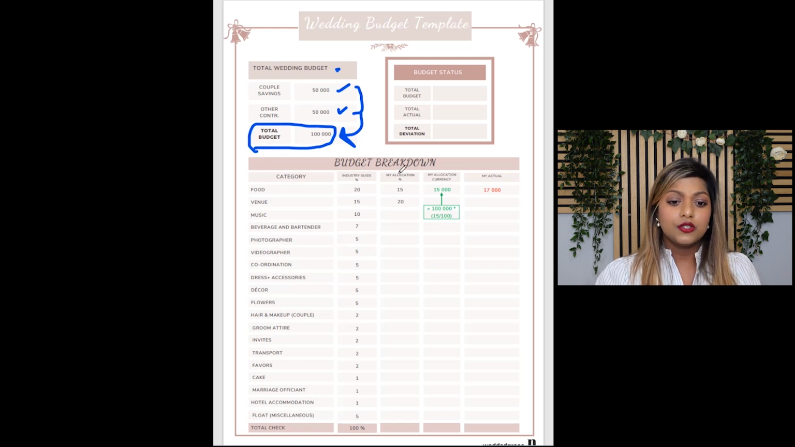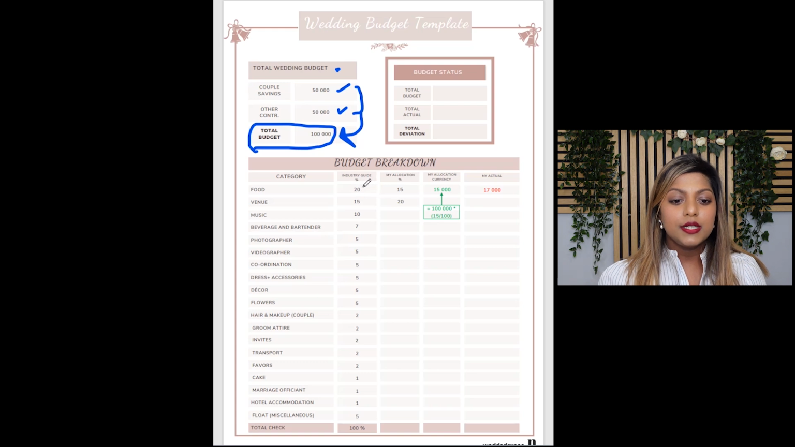Then you're going to hop down to the budget breakdown. Step number one, you're going to figure out whether these categories are applicable to you. If they are applicable to you, you're going to leave them in. If they're not, you're going to delete them. So I'm assuming all of these are applicable to me, so I'm going to leave them in. Then I'm going to look at the first one, which is food, and the suggested is 20%. And I don't really want to have 20% on my food. I think I'm going to be spending 15% on my food because I think for me that's just more realistic.